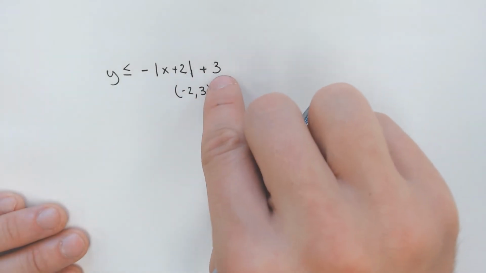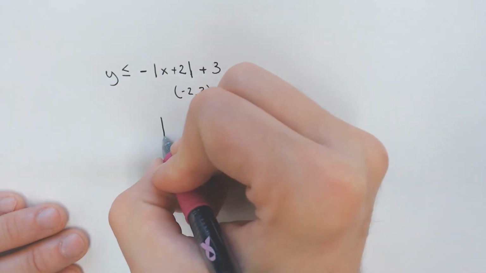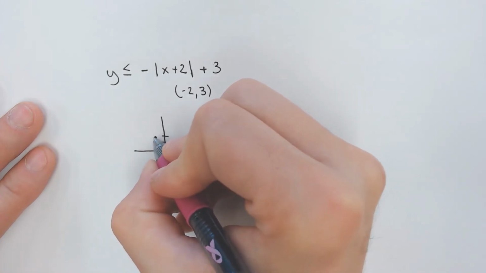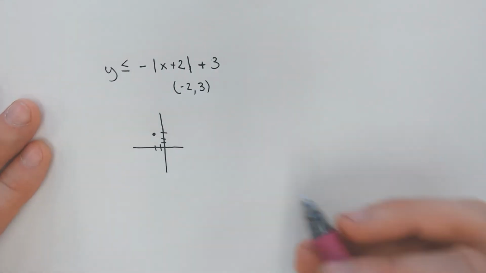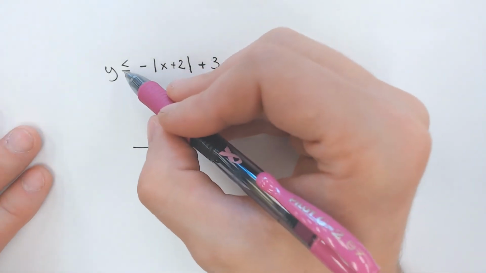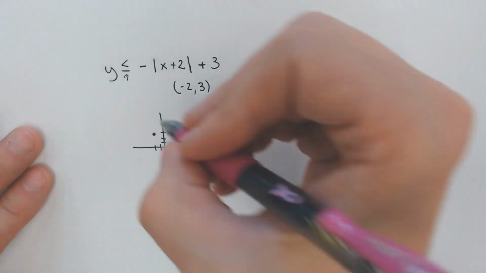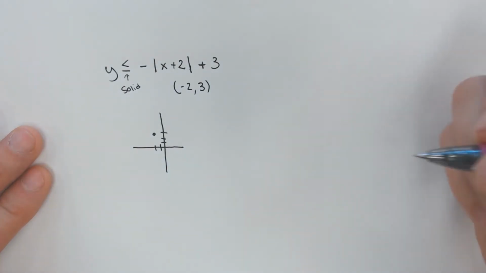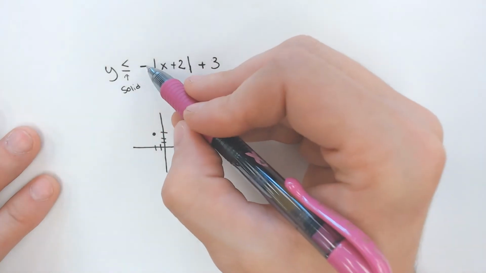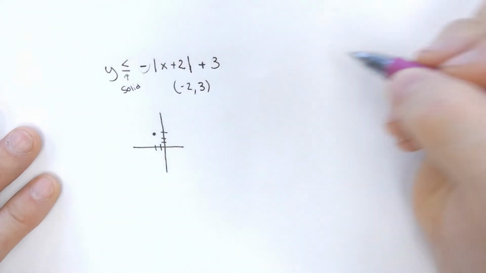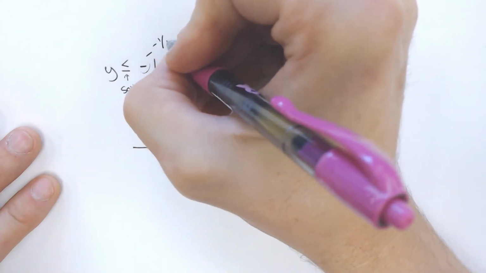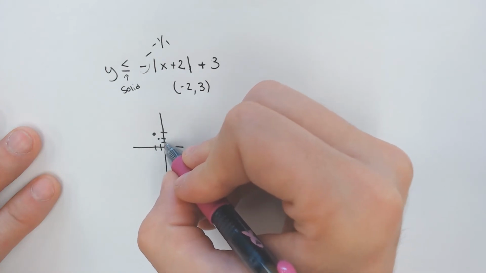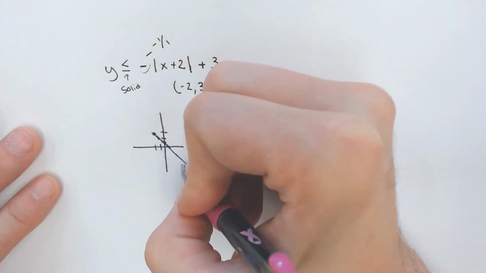So left 2, up 3, plotting that point for our vertex. Left by 2, up by 1, 2, 3, dot. Before you draw your V, which in this case is going to be an upside down V, register that this is an equal to sign, so it is going to be solid. If it were not equal to, it would be dotted or dashed. So we are going to go down by 1 and over by 1 because that slope is essentially negative 1 over 1. So from here, down 1, over 1, down 1, over 1, and we can actually fill in that solid line.